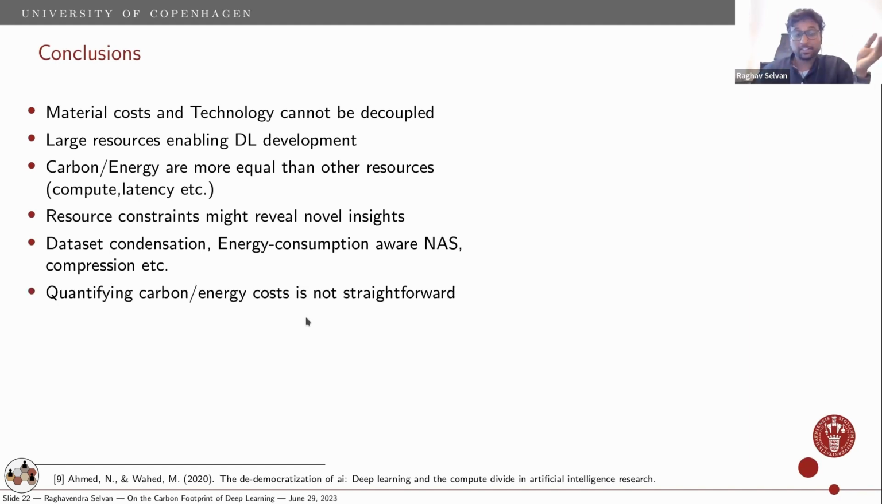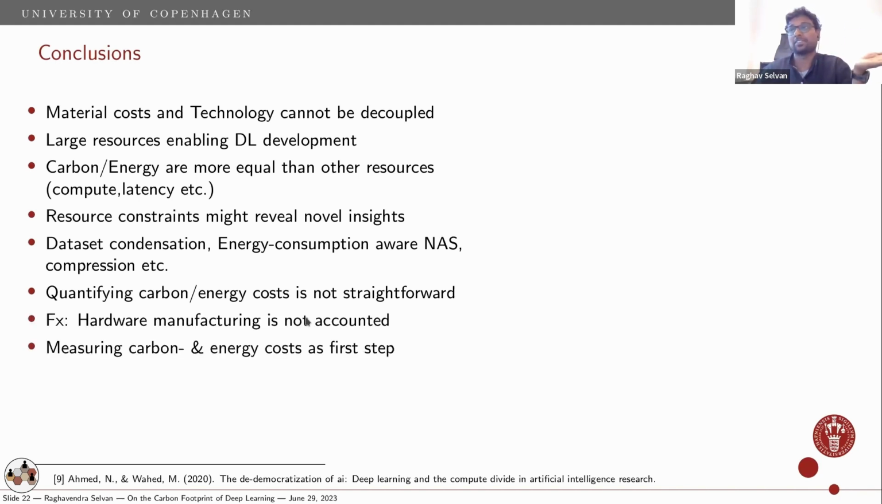That being said, it's not straightforward to quantify the carbon and energy costs. For instance, it doesn't at all take the hardware manufacturing into account, because the supply chain is so opaque, and then how do we do that? But I think viewing algorithmic efficiency is the first step towards maybe getting there.